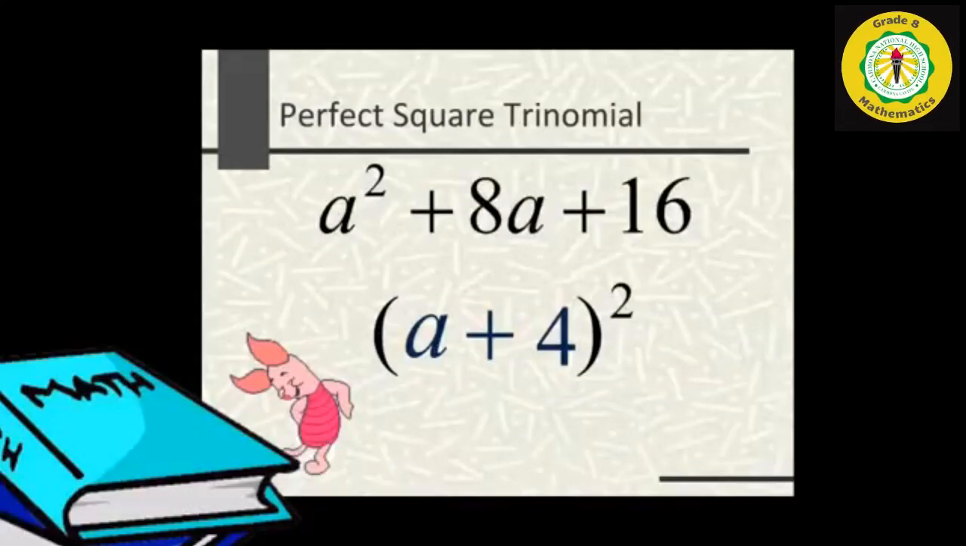Here is another example. So a squared plus 8a plus 16. The square root of our first term is a. And the square root of our last term, which is 16, is 4. The sign of the middle term is positive, so we need to put positive in the parentheses and square the result. So the answer is a plus 4 squared.